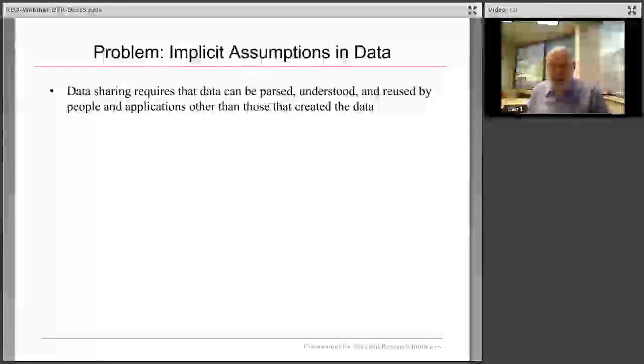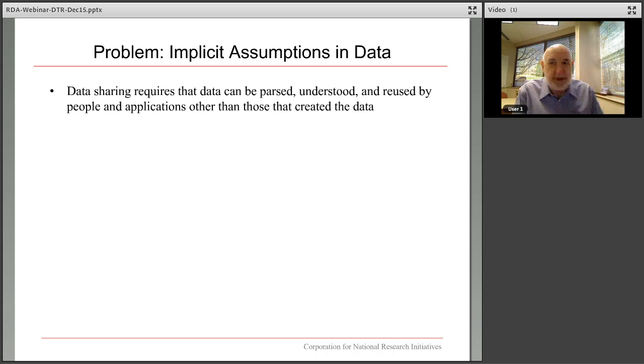RDA is supposed to be working on data sharing. But data sharing requires that the data can be parsed, understood, and reused by people and applications other than those that created the data. That's the key point to me. In fact, if you make your data available to others, but they don't understand it, it can actually be somewhat dangerous. Because it could be misunderstood and misused.